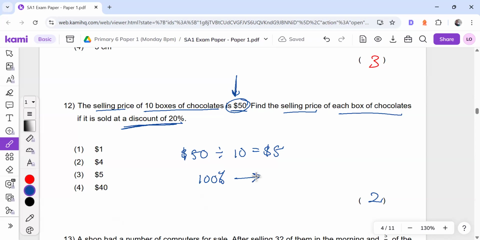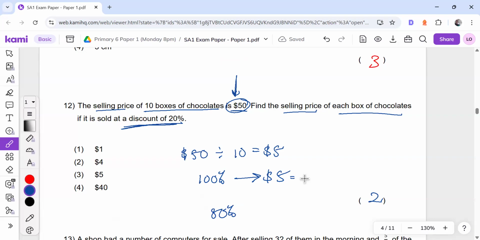When you do percentage, you always start with the base. Did your teacher say the base? Start with the base, 100%. So your 100% is the original price, which is the selling price of one box. Can you find how much is 80%? To find 80%, how do you do that? Well, no calculator. What do you do?